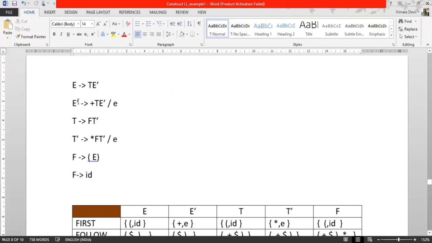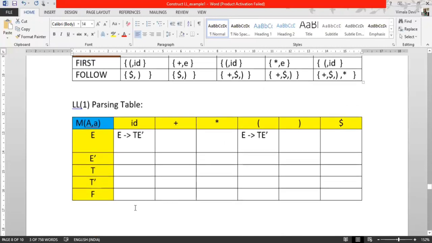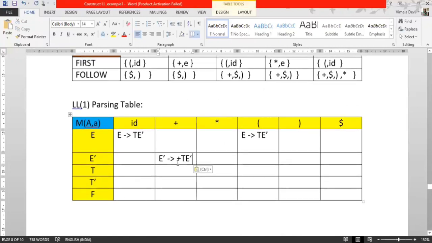Again consider first of E'. What is there in the first of E'? Plus as well as epsilon. But when you consider the rule E' derives +TE', from that rule, the first set what you have obtained is plus. Epsilon you would not have obtained from the rule E' derives +TE'. We would have obtained epsilon from E' derives epsilon. So update the rule E' derives +TE' at the address E' comma plus. So here we are going to update the rule E' derives +TE'.